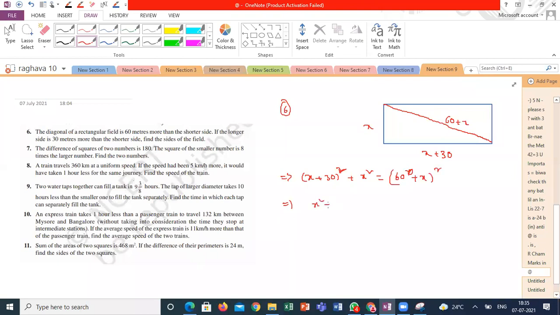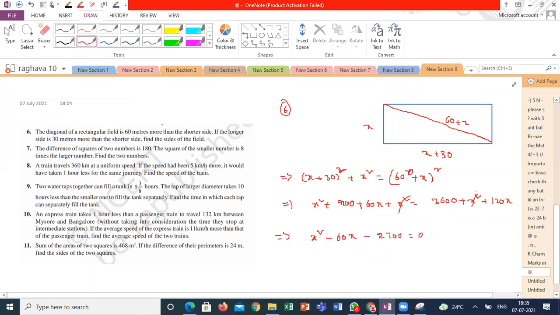This is x square plus 900 plus 60x plus x square plus 3600 plus x square plus 120x. Is it right, Adam? Yes, sir. So what is the final equation you are getting? Sir, x square minus 60x minus 2700 is equal to 0.